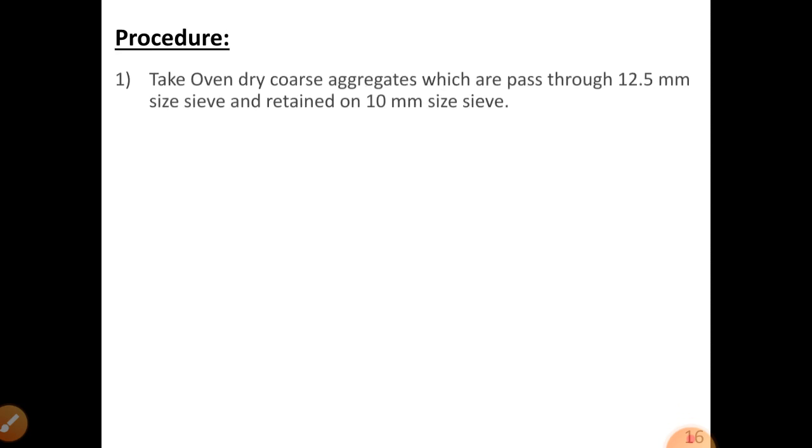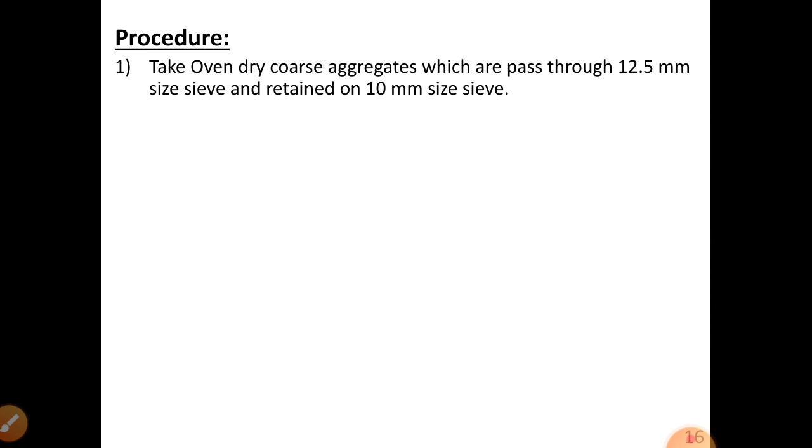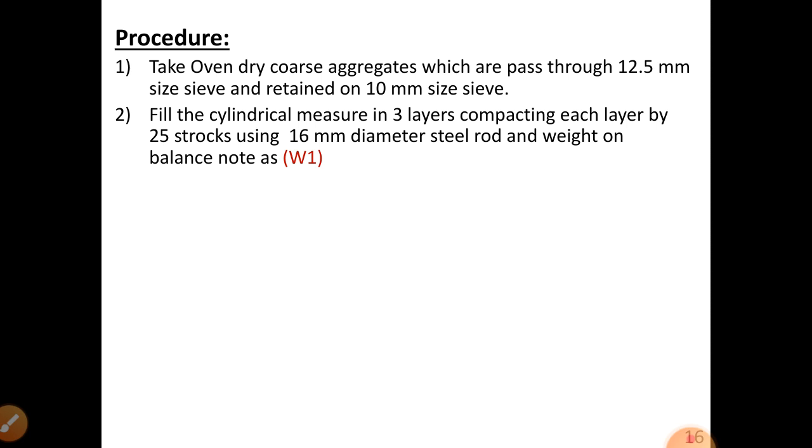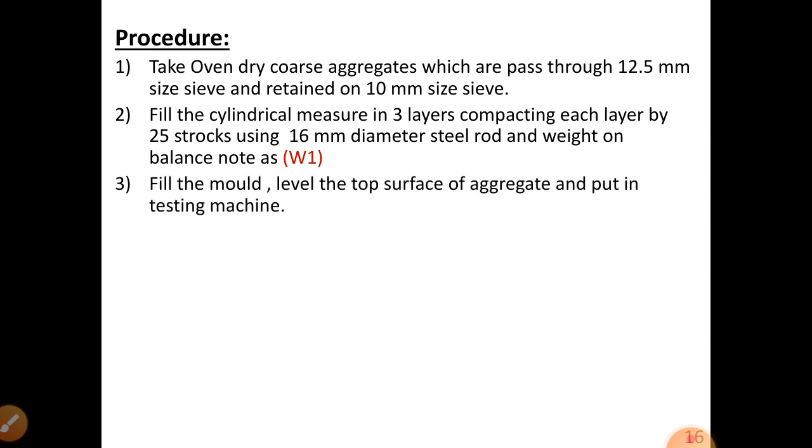Procedure. Take oven dry coarse aggregates which are passed through 12.5 mm size sieve and retained on 10 mm size sieve. Fill the cylindrical measure in 3 layers, compacting each layer by 25 strokes using 16 mm diameter steel rod and weigh on balance, note as W1. Fill the mold, level the top surface of aggregate and put in testing machine.